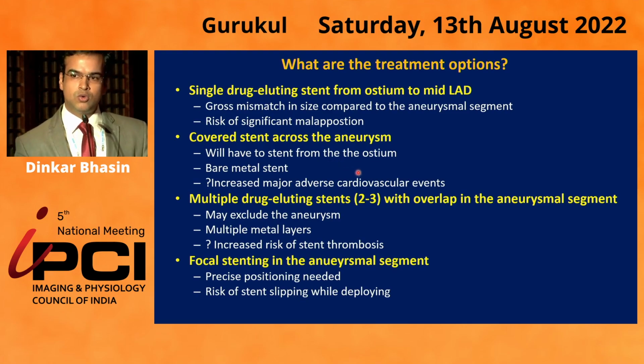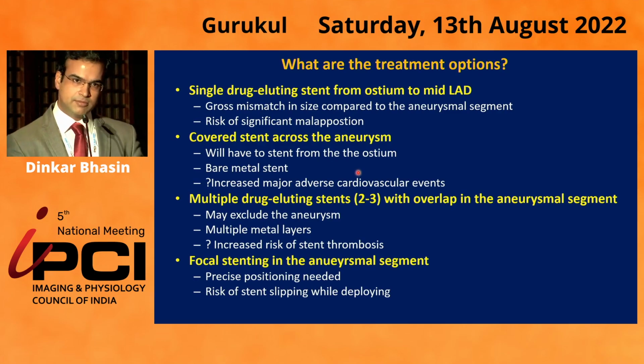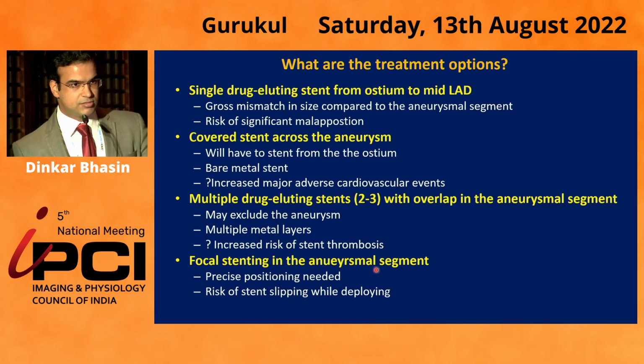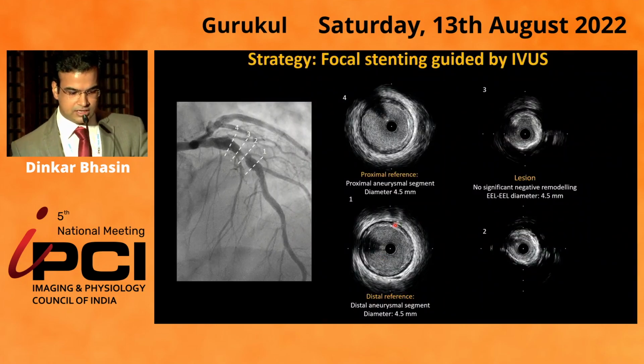We could put 2 or 3 drug-eluting stents and have them overlap in the aneurysmal segment, expecting that that would exclude the aneurysm. That is also one option, but we want to minimize the layer of metal. And so we decided that we'll go ahead with the focal stenting in the aneurysmal segment, guided by the IVUS with precise positioning, but with this too, there are risks that we may slip while deploying, so we need to be careful. So our strategy was focal stenting guided by IVUS.